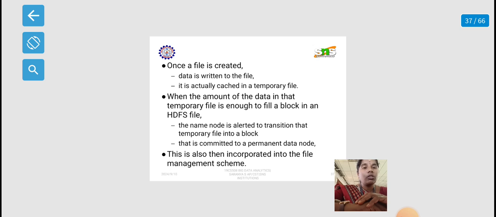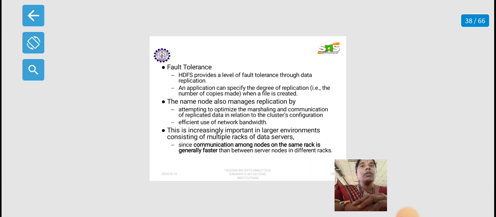node. This is also encrypted into the file management scheme. HDFS provides a level of fault tolerance through data replication. An application can specify the degree of replication, the number of copies to be made when a file is created.